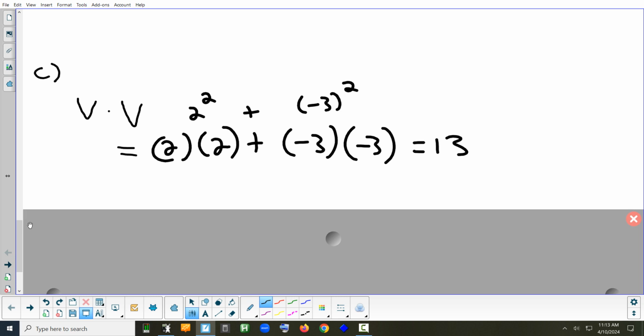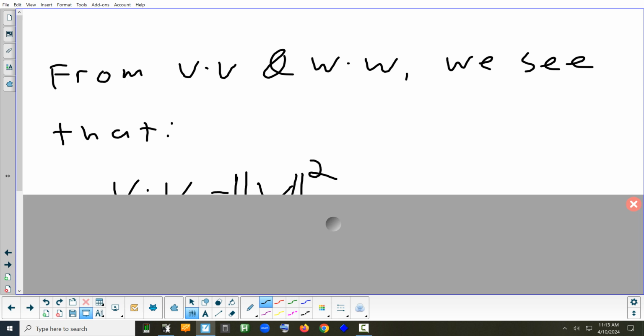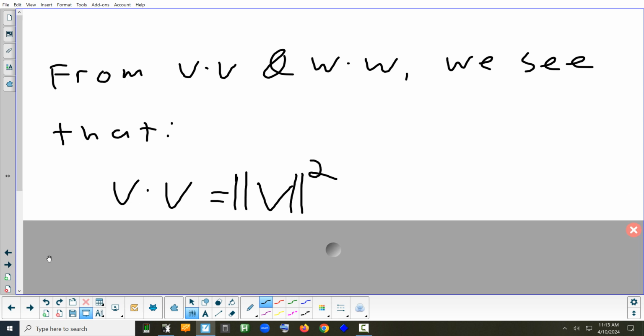Now, what would the magnitude of v be? It would be the square root of 13. Okay? So dotting a vector with itself doesn't quite give you the magnitude. It gives you the magnitude squared, because you didn't take the square root. So dotting a vector with itself squares the horizontal, squares the vertical component, and adds them up. It just doesn't take the square root. Any question on that idea? Dotting a vector with itself gives you the magnitude of the vector squared.